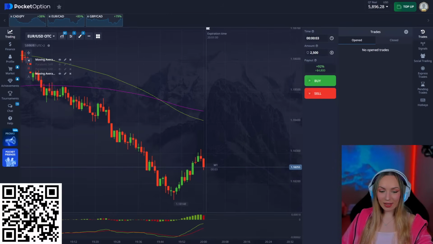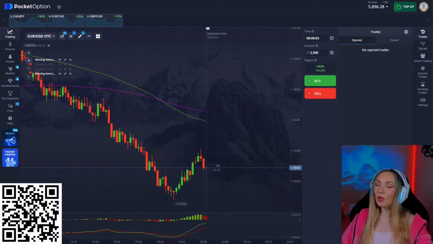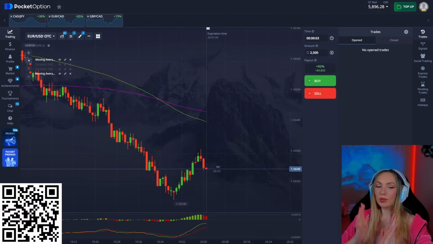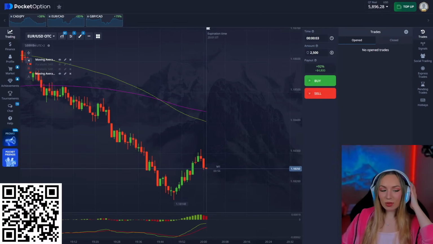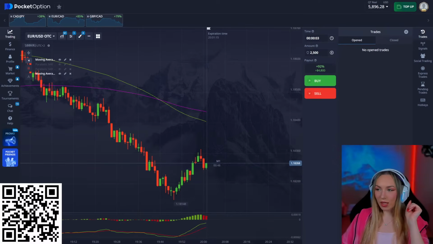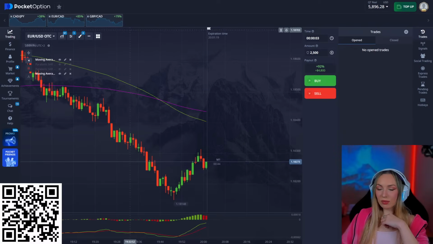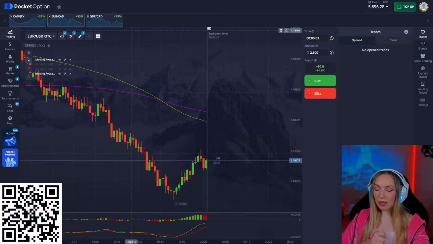So yeah, guys, today as usual we're starting our trading session with Pocket Option. Let's hope that today our session is going to be profitable, and we're going to find a lot of really nice, very profitable trades. Today I'm using my favorite strategy, 2 moving averages and MACD, that I'm showing on almost every one of my streams.